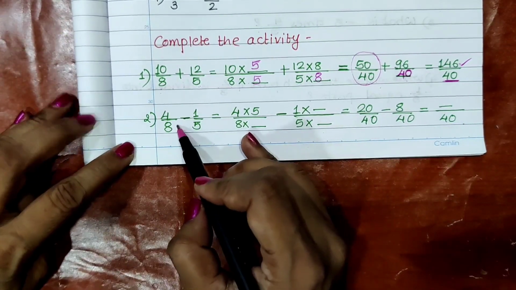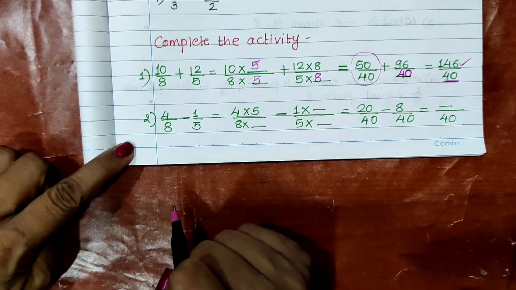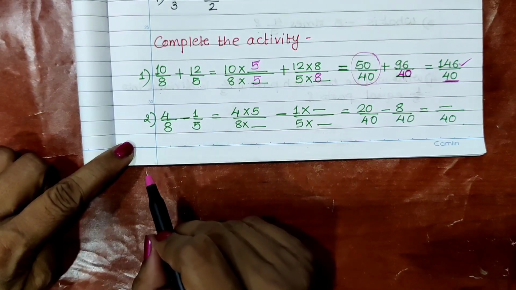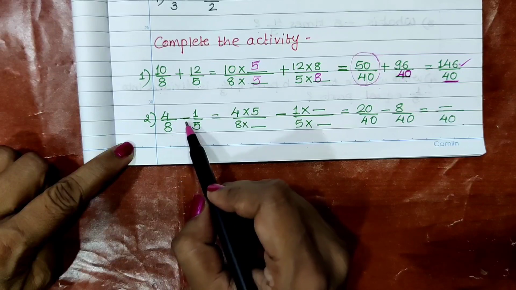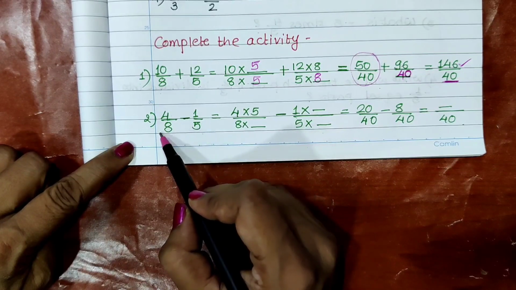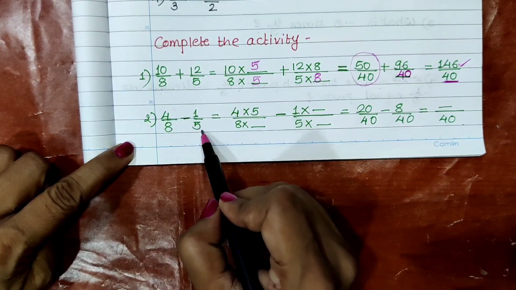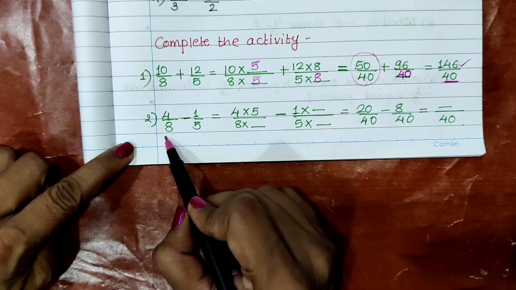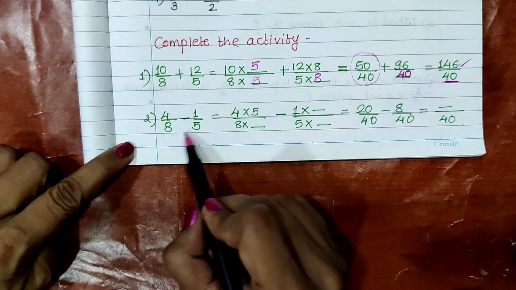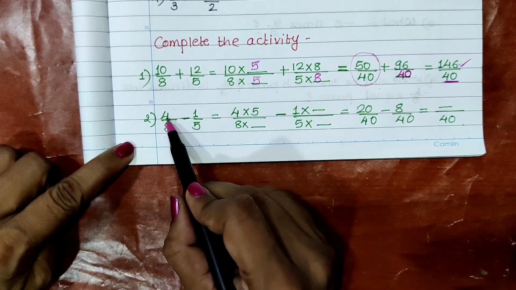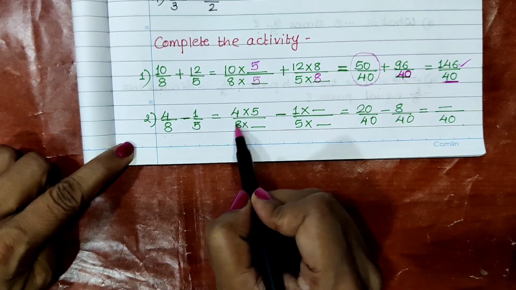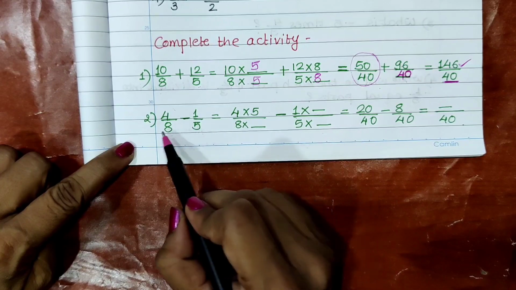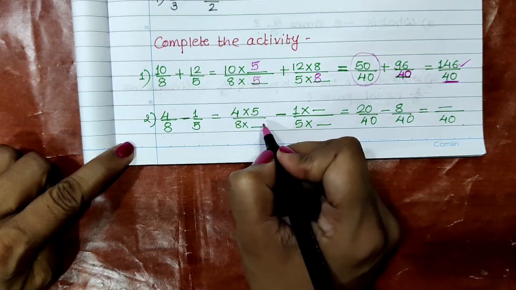Now let us see this subtraction of rational numbers. Same procedure we will follow. 4 upon 8 minus 1 upon 5. So we have to multiply the first fraction by the denominator of the second, and the second fraction by the denominator of the first to make the denominators equal. So here you can see 4 upon 8 is written. 4 is multiplied by 5. That means 8 also we have to multiply by 5.